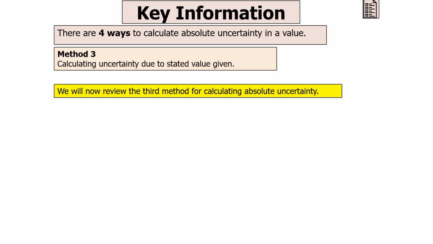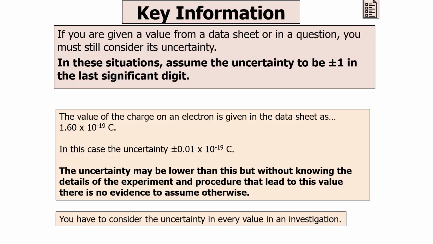Now, the third method of calculating uncertainty is the uncertainty due to a stated value given. If you were given a value from a datasheet or in a question, you must still consider its uncertainty. In these situations, you assume the uncertainty to be plus or minus 1 of the last significant digit. So the value of charge on electrons given on the datasheet is 1.60 times 10 to the minus 19 coulombs. In this case, the uncertainty is plus or minus 0.01 times 10 to the minus 19 coulombs. Now the uncertainty may be lower than this, but without you knowing the details of the experiment and the procedure that led to this value, there's no evidence to assume otherwise.